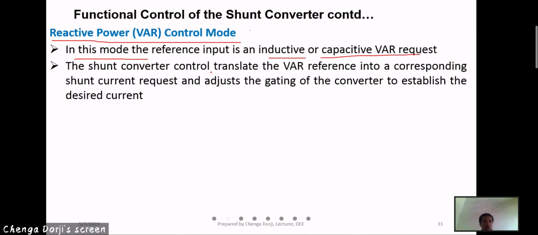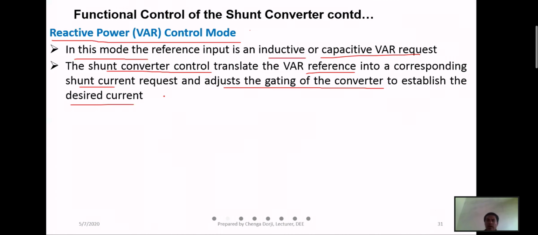The shunt converter control translates the var reference, either inductive or capacitive var reference, into the corresponding shunt current and adjusts the gating of the converter to establish the desired current. So in this case the reference input is inductive or capacitive var. This control will convert this reference into a corresponding requested shunt current, and adjust the gating of the converter to establish the desired current. So this is required for the gating signal.